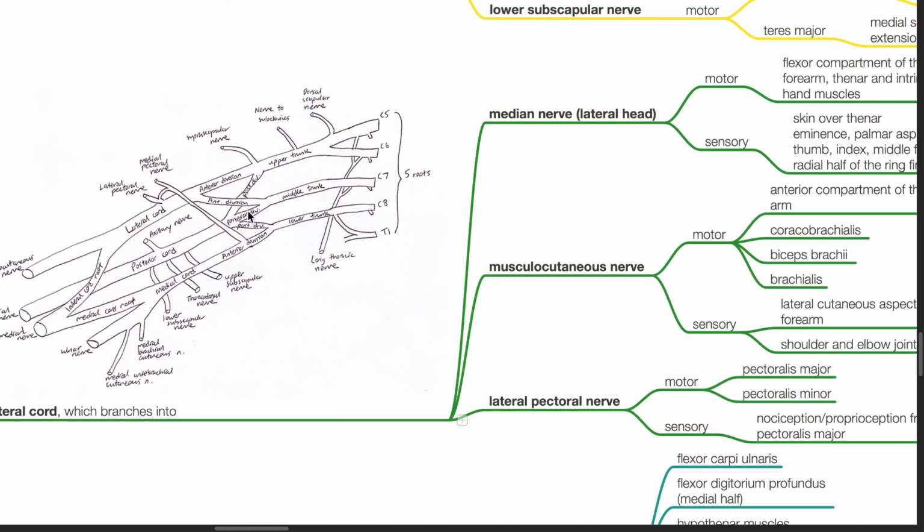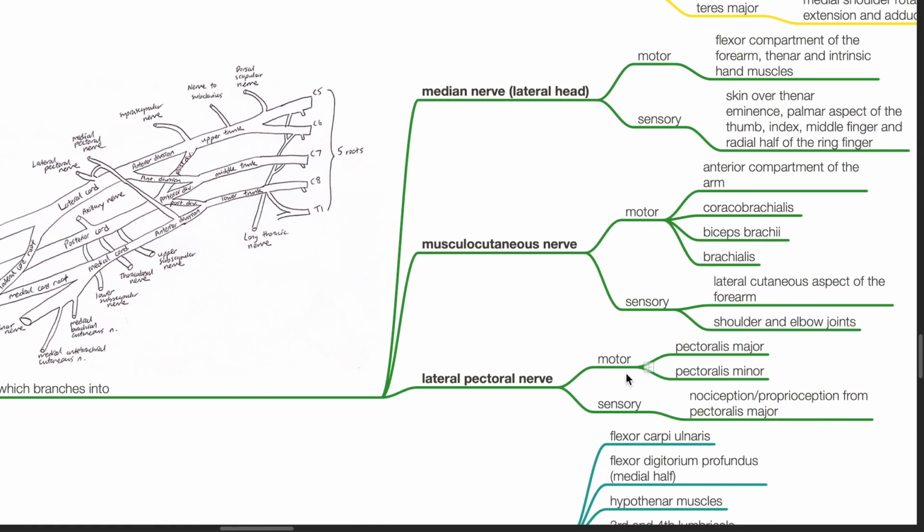The lateral pectoral nerve provides motor supply to the pectoralis major and minor, and sensory supply from the pectoralis major.